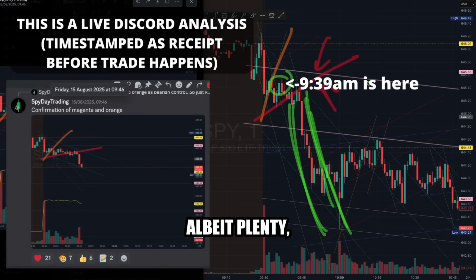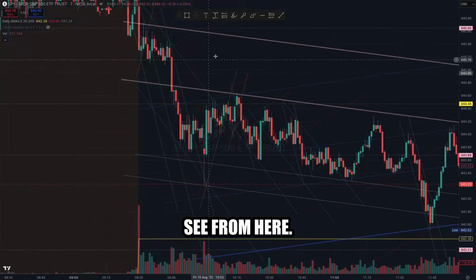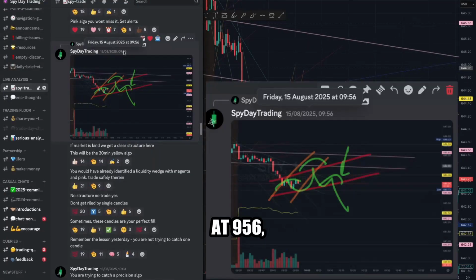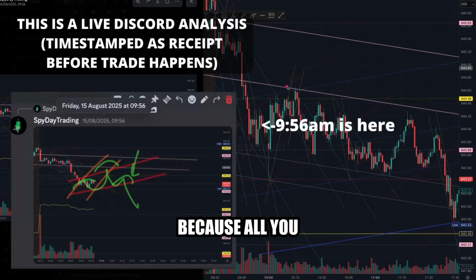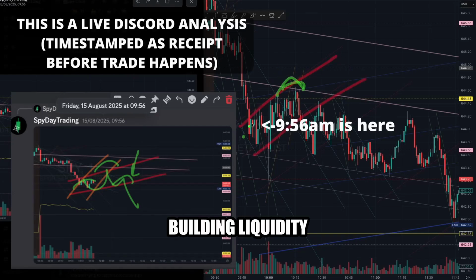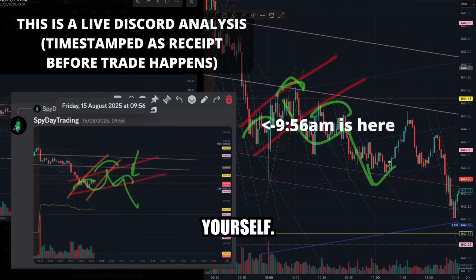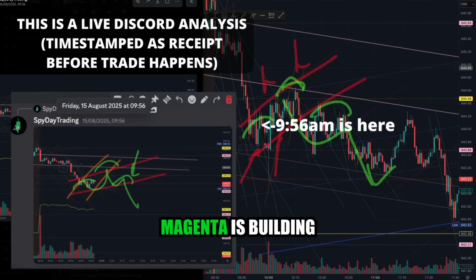Now, if you missed this, so be it. Plenty of profits to be found later. As you can see from here at 9:56, you didn't miss anything here because all you got to do was to wait for that same magenta algorithm to start building liquidity, and just take a look for yourself. You still could grab so much more profits here, and all because you understood and you just see for yourself how magenta is building liquidity so beautifully right there.